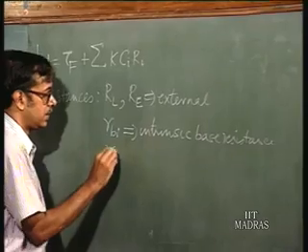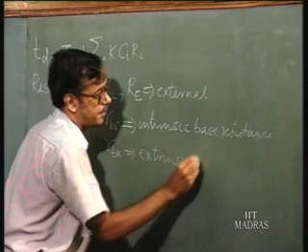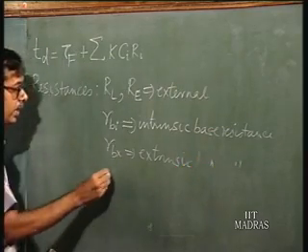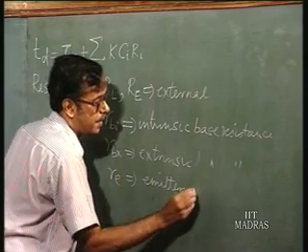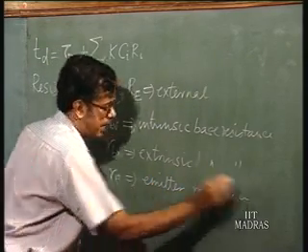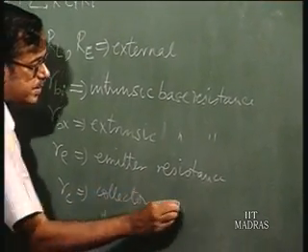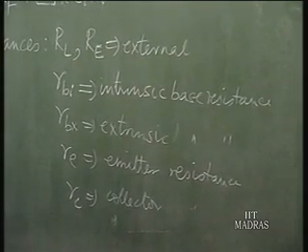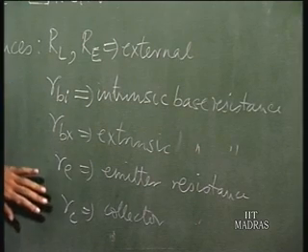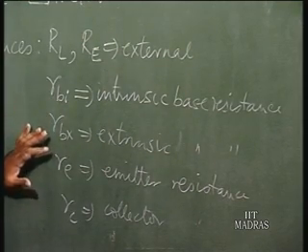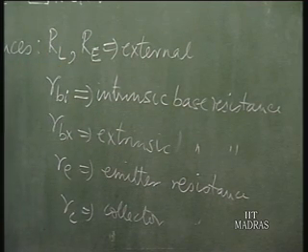I will explain what it is. RBX is the extrinsic base resistance, okay. Then you have the emitter resistance, and the RC is the collector resistance. So, you have 6 different types of resistances in the circuit: intrinsic base resistance, extrinsic base resistance, emitter resistance, collector resistance. These are all internal to the transistor, okay. And then you have the external resistances RL and RE in the circuit, okay.